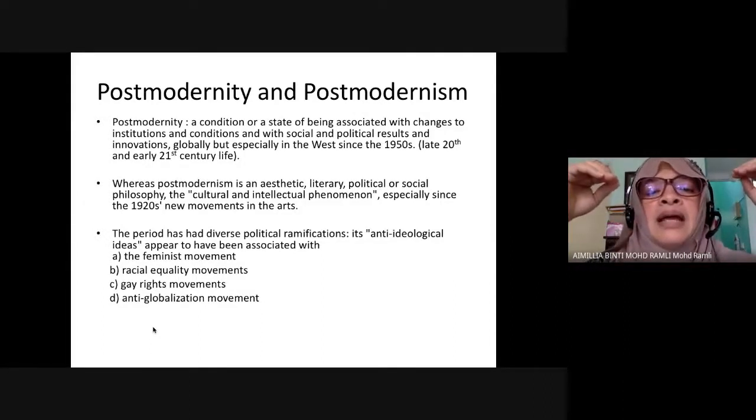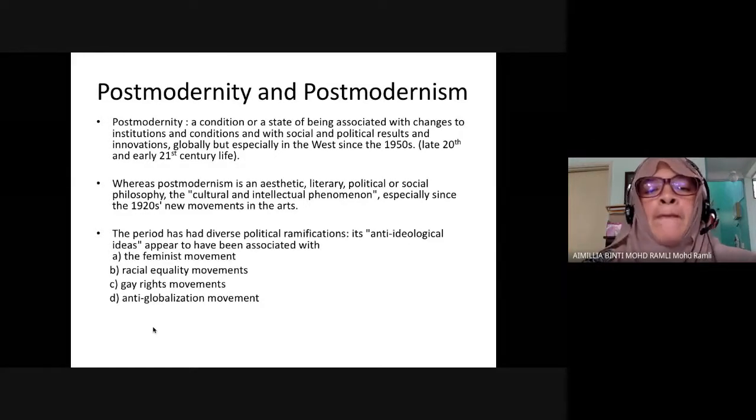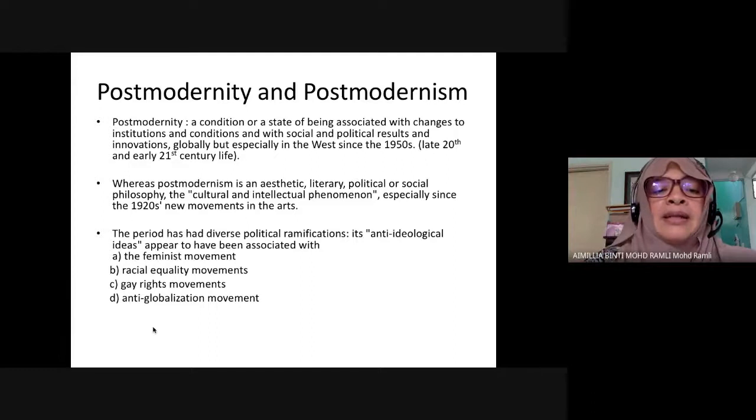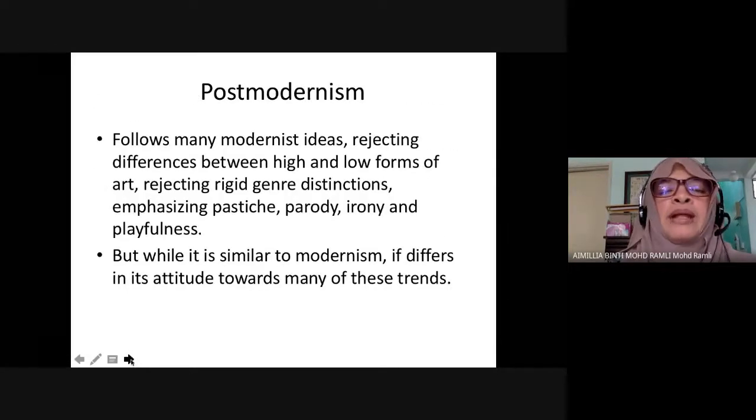Now, the period has had diverse political ramifications. Its anti-ideological ideas appear to have been associated with the feminist movement, racial equality movements, gay rights movement, anti-globalization movement. So this is just one of the ideas that appeared during this new appearance, this latest appearance of theories like the racial equality movement and so on. So it's one of the movements that appeared together with this movement.